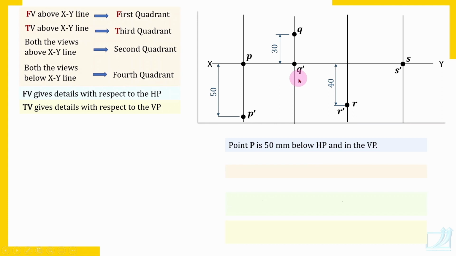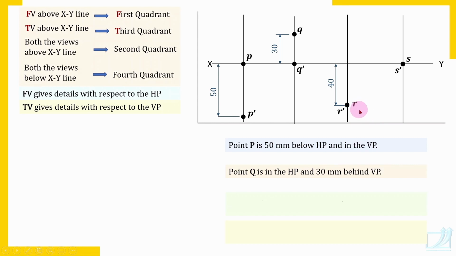So point Q is in HP. Top view gives distance from VP and it is 30 millimeters. So we say that point Q is 30 millimeters behind VP. It is in HP and 30 millimeters behind VP.